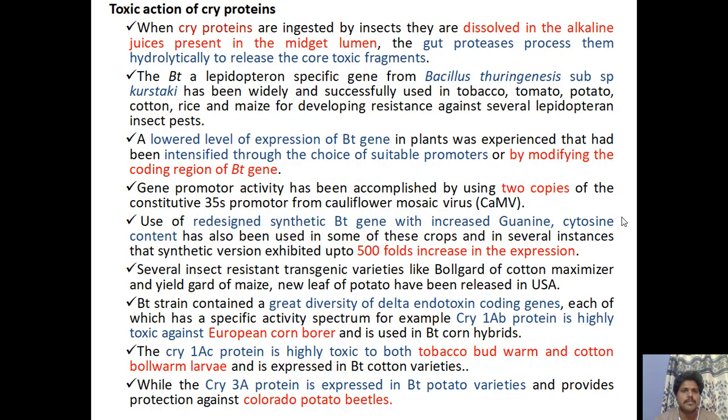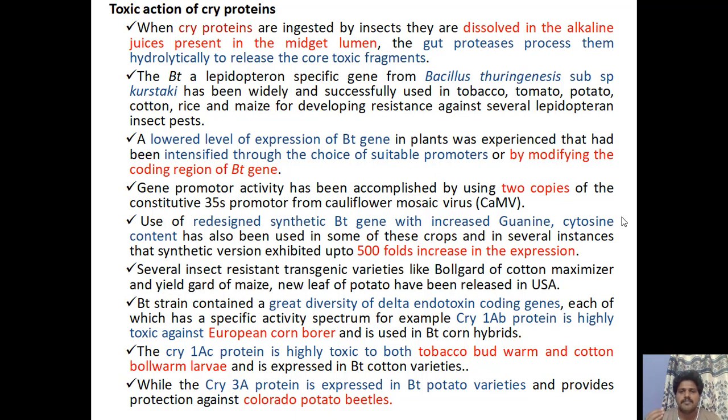So the toxic action, how is it going to happen? When the cry proteins are ingested by the insect, they are dissolved in the alkaline juices present in the midgut or the lumen, that's the digestive tract. The gut proteases digest proteins and process them hydrolytically to release the core toxic fragments. The Bt gene, a lepidopteran-specific gene, especially from Bacillus thuringiensis subspecies kurstaki, has been widely and successfully used in tobacco, tomato, potato, cotton, rice, and maize for developing resistance to Lepidoptera pests.